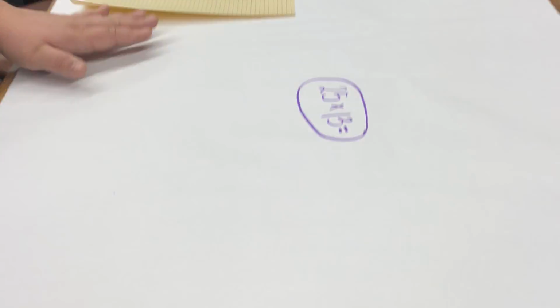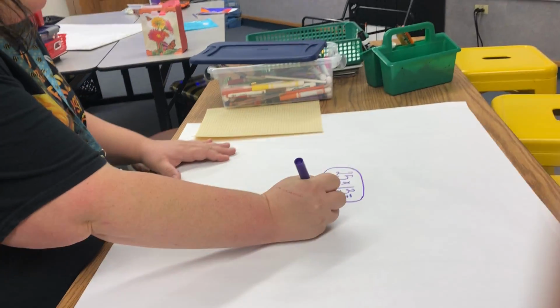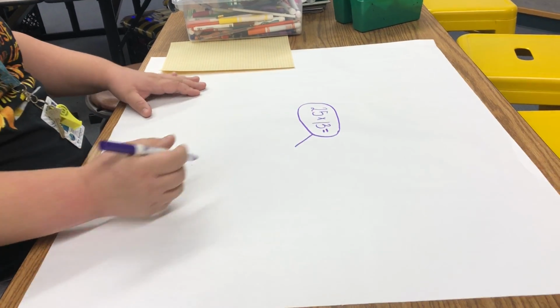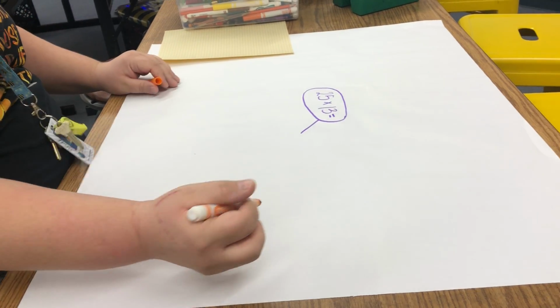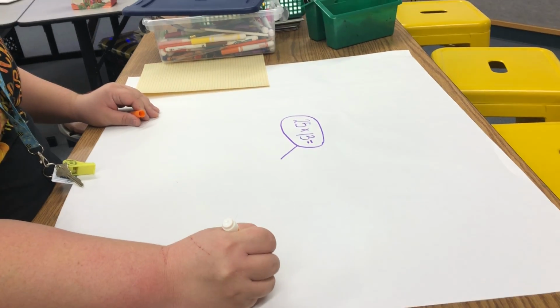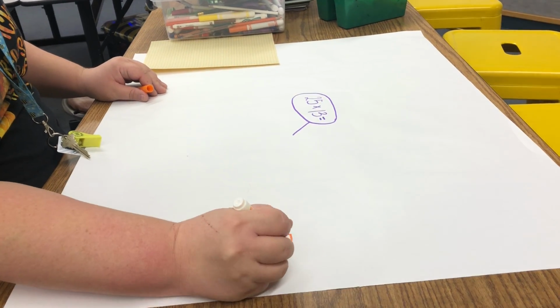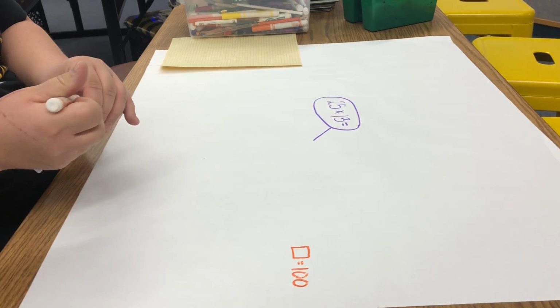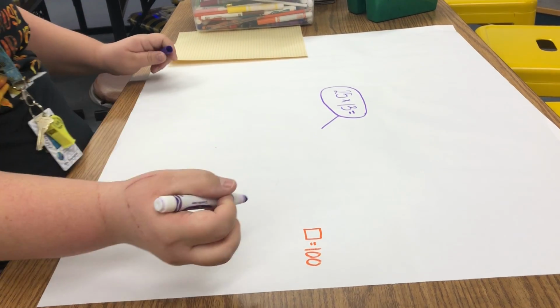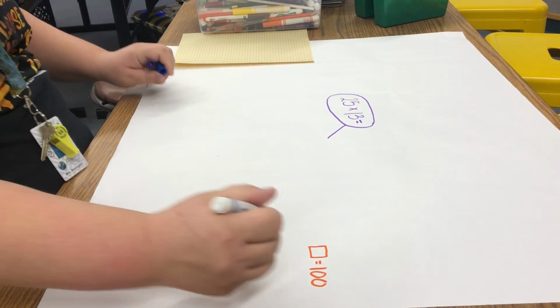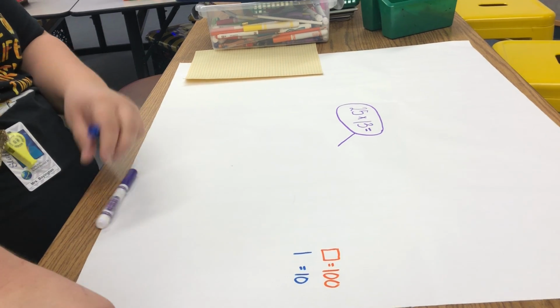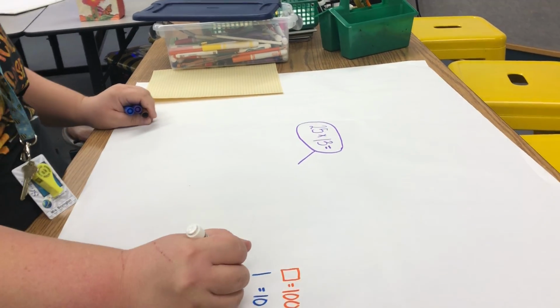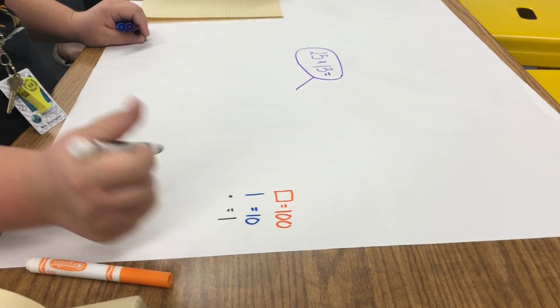Now over here, I'm going to do my base 10 model. So I draw a line, and this is going to be the area that I'm going to do it on. I'm going to identify what colors and what shapes I'm going to use as my base 10. So I have the orange square is going to equal 100. The blue line is going to represent 10. And the brown dot is going to equal 1.